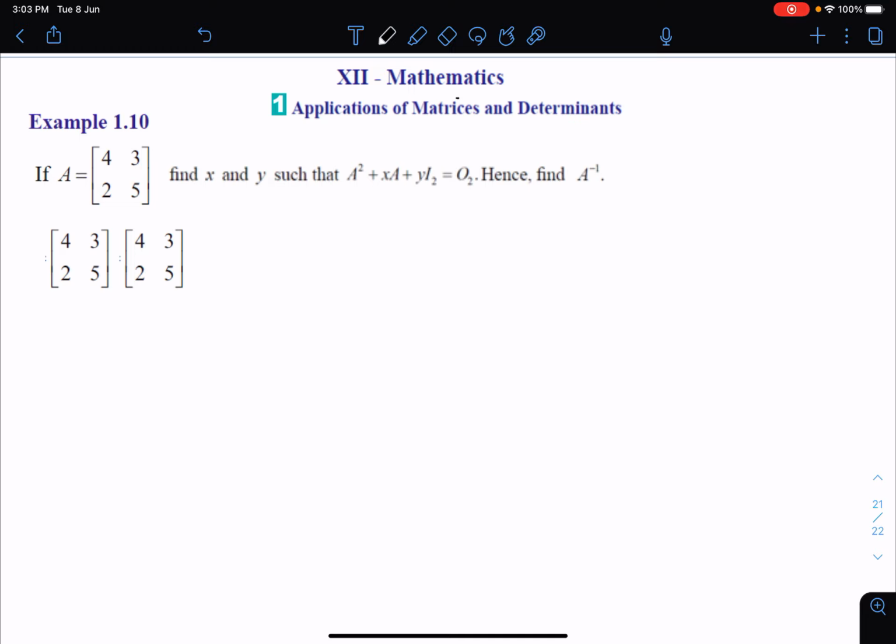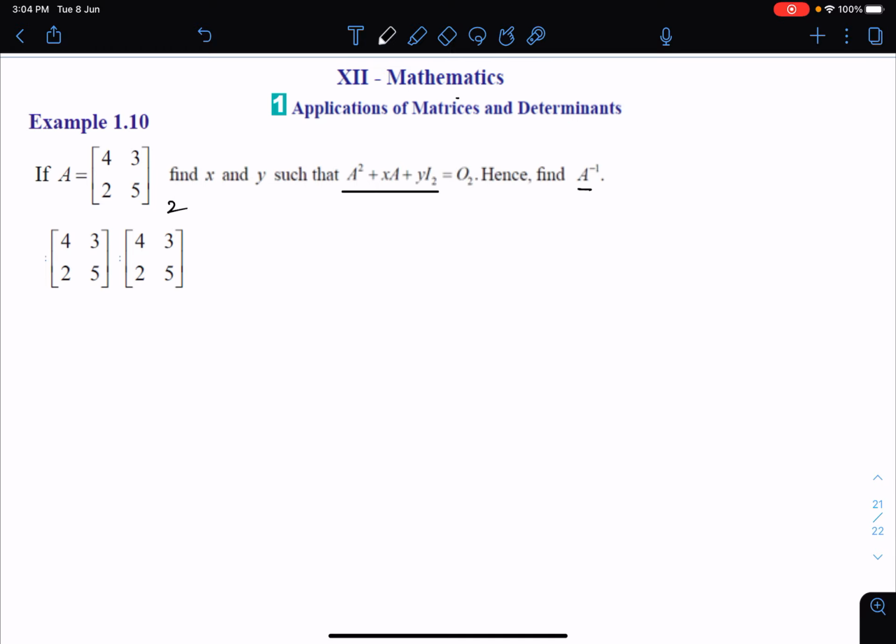Today we are going to see example 1.10. Here they are given a 2 cross 2 matrix A of order 2 and they have asked us to find out x and y and A inverse. So two questions you are going to attend here in the same problem. Okay, so first in this equation you have got A square plus xA plus yI2 equal to 0.